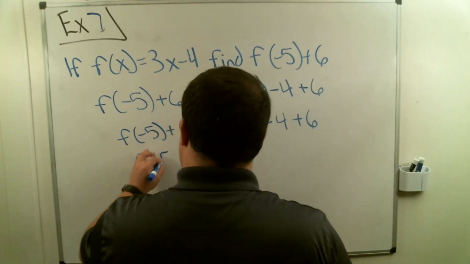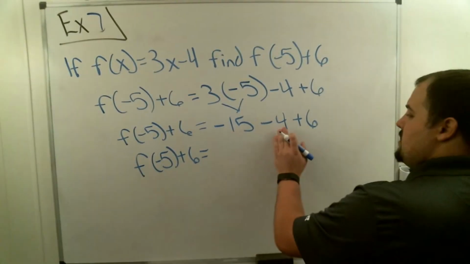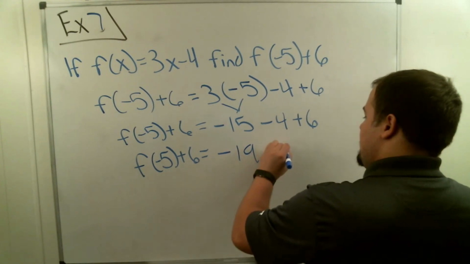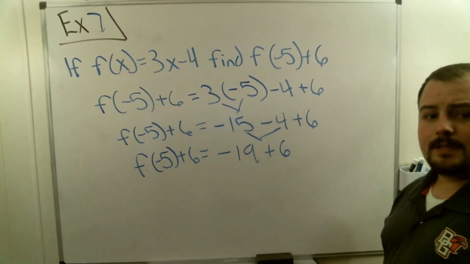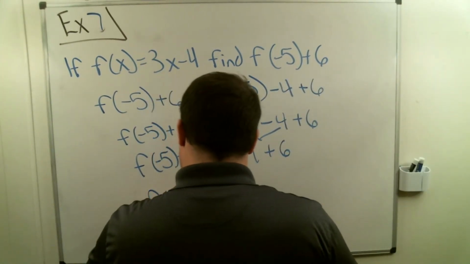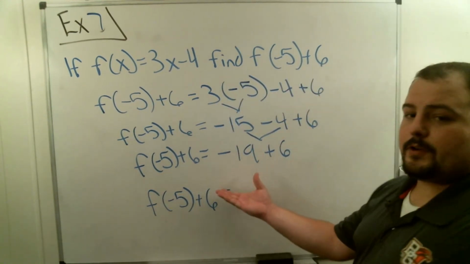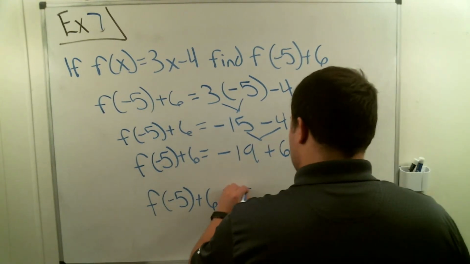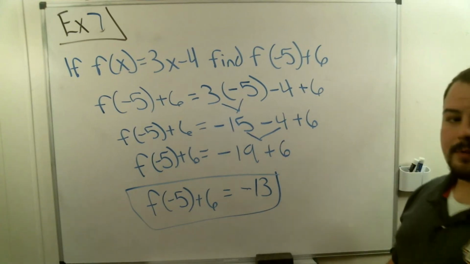F of -5 plus 6 equals a -15 minus 4 is -19. And then we're adding 6. So again, I just combined those two things. The last thing I got to do, f of negative 5 plus 6 equals, and now we just figure out what negative 19 plus 6 is. And negative 19 plus 6 is negative 13. And this would be my answer to my problem.